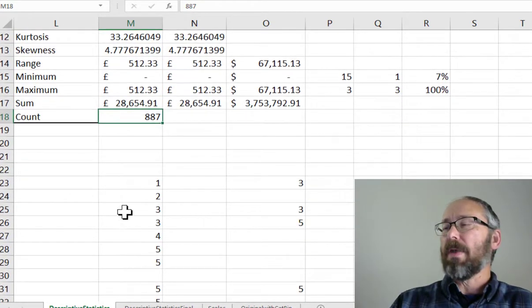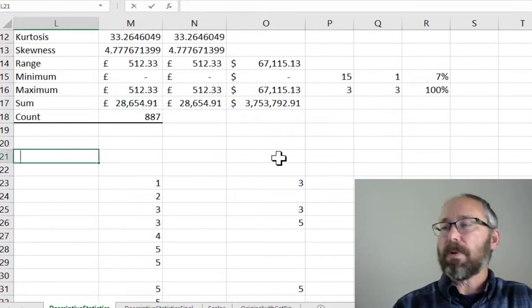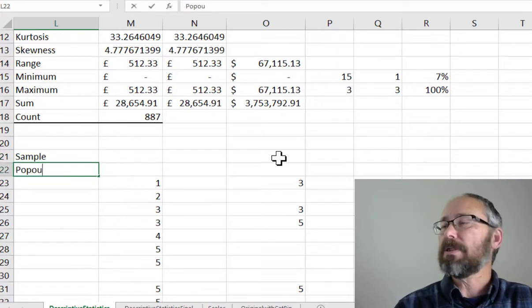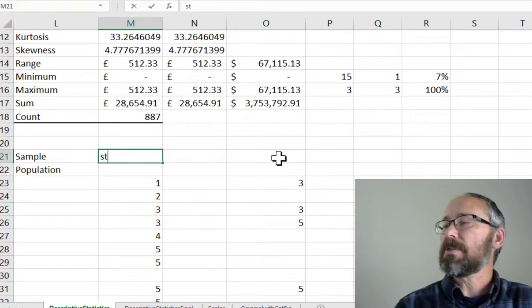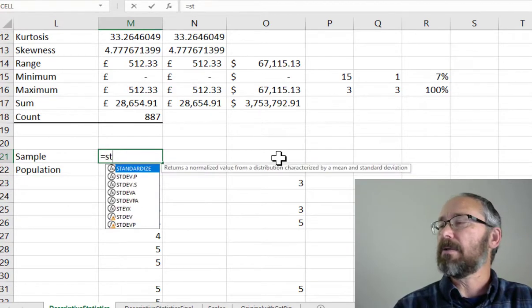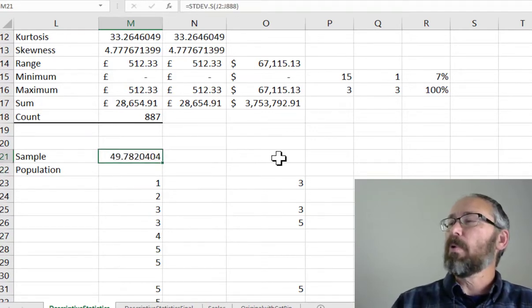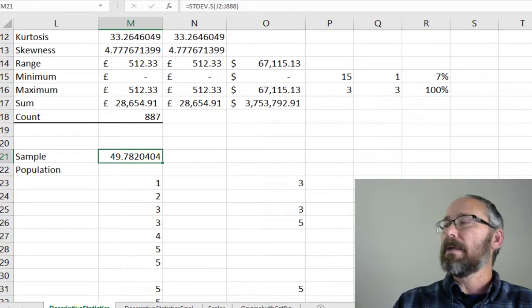Let's take a look at what the difference is. So if we say the sample standard deviation versus the population standard deviation equals standard deviation sample. That's the number we came up with before, and note both of these are in British pounds, so we'll go ahead and designate that here.